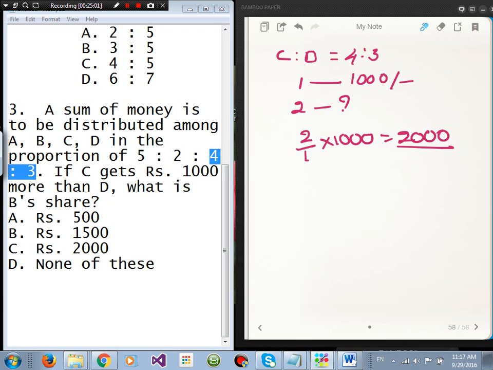No need of going for applying the X and Y and all. Directly here, the C is getting 1000 rupees more than the D. In the ratio between the C and D, one part is the difference. 4 minus 3, how much is it? 1. One part is equal to 1000. Then we are looking for the B's share. B is getting two parts in the ratio. Two parts are equal to how much? Simply it is equal to 2000. That is the answer. Within 5 seconds we can finish this question. It doesn't take much more time to you.